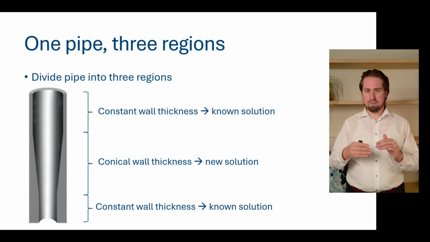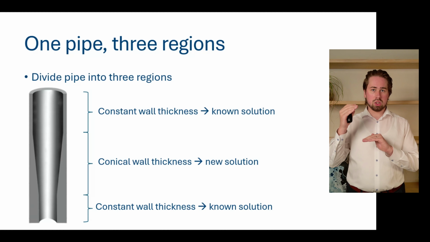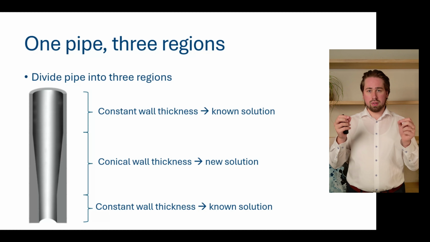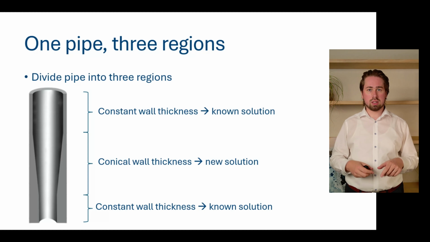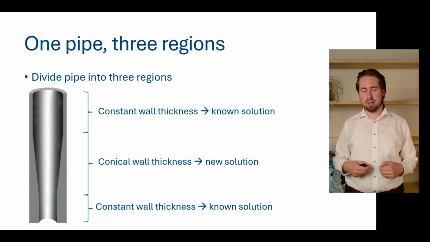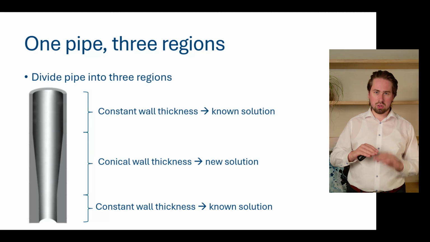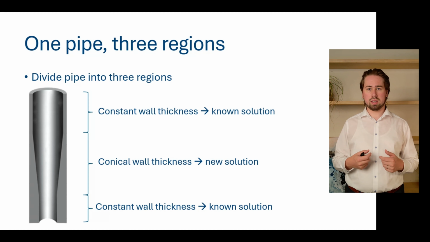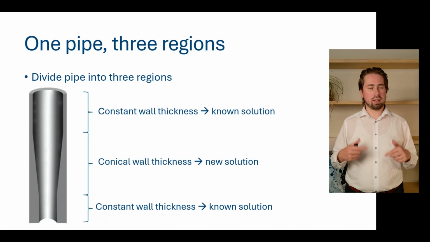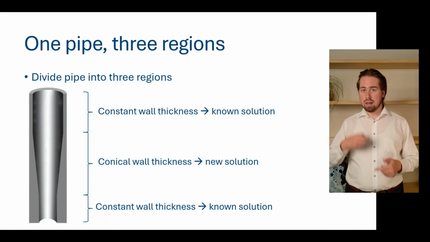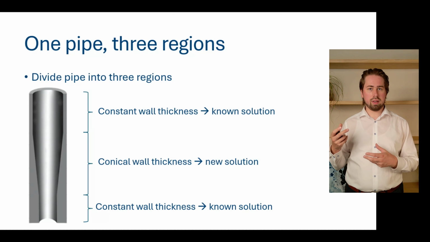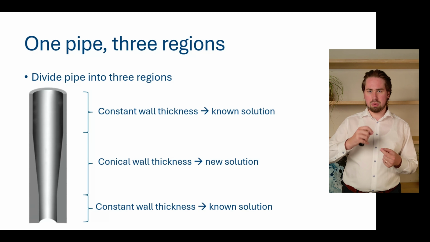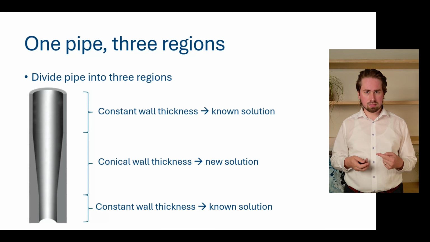But conceptually, there is always a first part in which the wall thickness is constant. Then there is a certain point at which the conical region starts and the wall thickness increases linearly with depth. And then for some probes there is also a third region in which you have again a constant wall thickness, but now a little bit thicker than at the top. For the regions with a constant wall thickness, we know the solutions. It's basically only for this conical part that we need to develop a new solution.